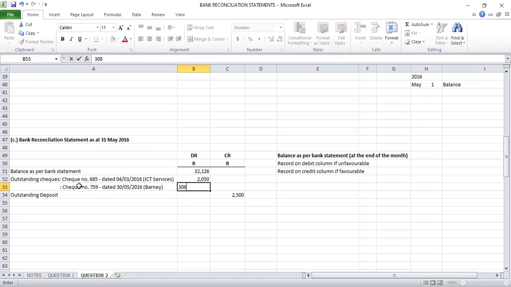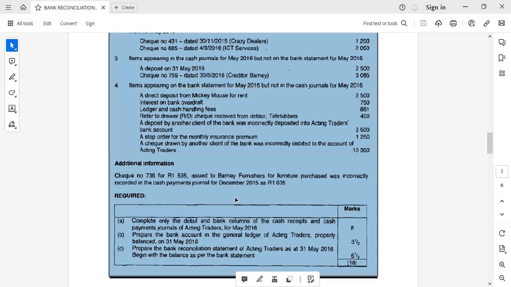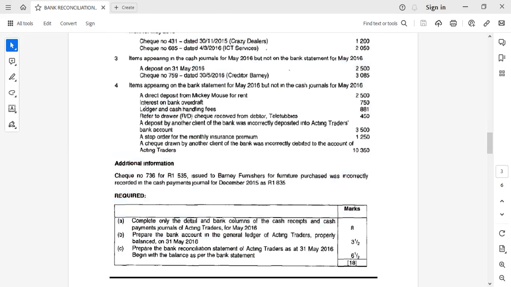$3,085. 1,085. Right. That's number 3. Any questions on number 3? No, sir.